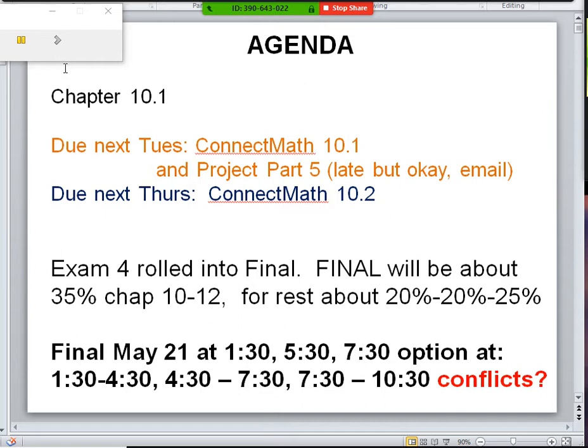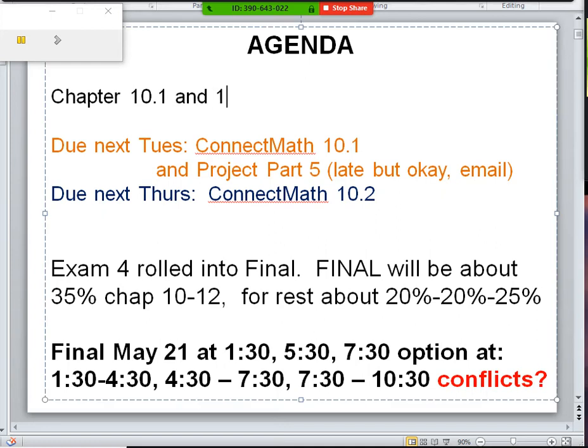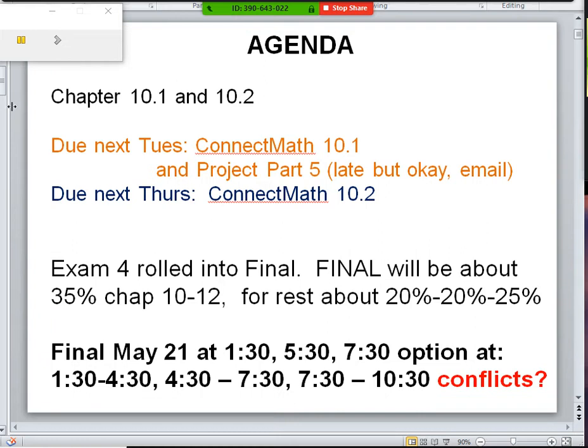Okay, so let's take a look at what we're doing today. Today we're going to cover chapter 10.1 and 10.2 as well. 10.1 is due next Tuesday, so you have 5 days to do that one. Get on that sooner rather than later. And project part 5, you can turn in late for full credit on Tuesday. Just email it to me. Some people were confused about where to turn it in, and just email it, that's fine. And then next Thursday, you have 10.2 due.